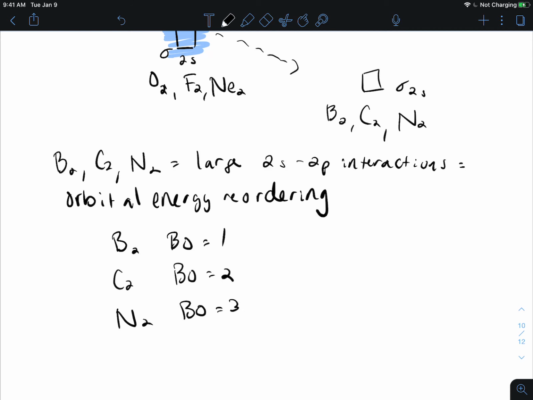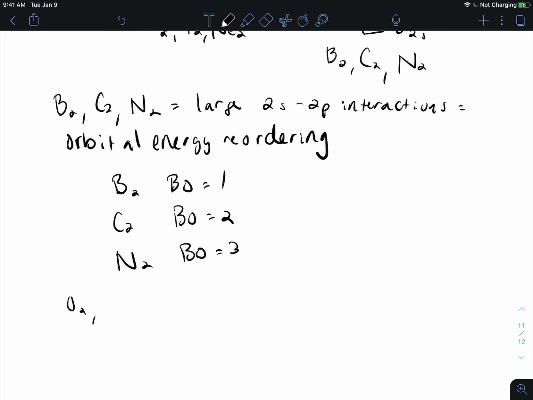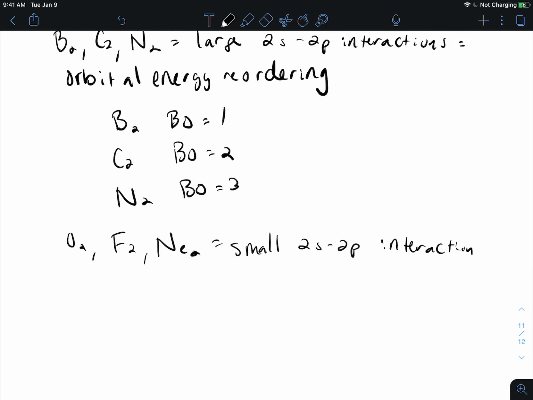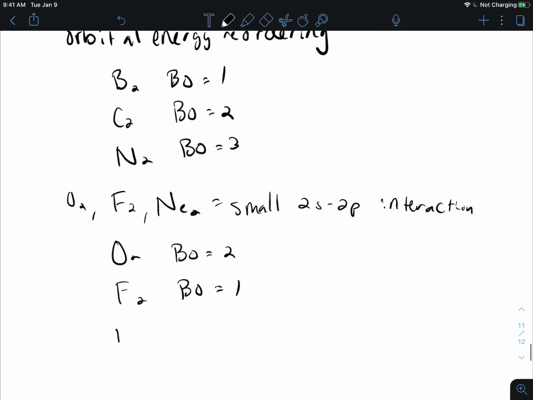Our other ones, so O2, F2, and Ne2, have small 2s2p interactions. So they will not have energy reordering. And what we get here, O2 has a bond order of 2. F2 has a bond order of 1. And Ne2 has a bond order of 0, so it does not produce a bond. Okay.